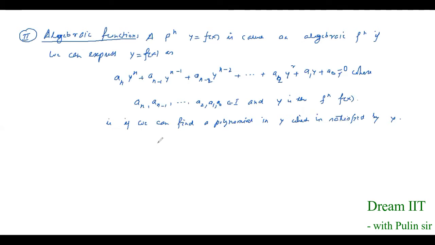Let me try to tell you. If you write x square plus x plus 1, see, I'm taking a simple function here. This is an algebraic function. Why? Because you multiply this, and every time you multiply this, you can express this as a polynomial in y, right? Right at this moment, of course, I haven't written it in that form.